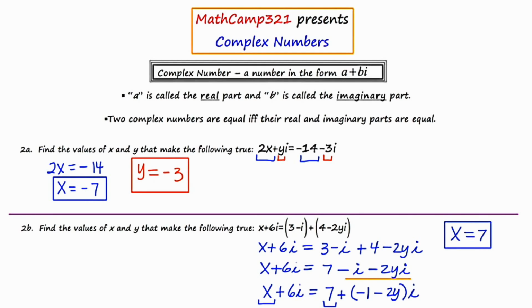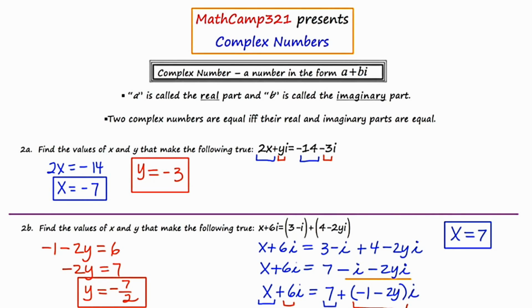Now I'm going to look to the imaginary part. The imaginary part on the left side is 6, and the imaginary part on the right side is negative 1 minus 2y. So I'm going to set those elements equal to each other. Adding 1 to both sides, I get negative 2y is equal to 7. And dividing by negative 2, I end up with y equals negative 7 halves. So here are the values of x and y, which will make this equation true.